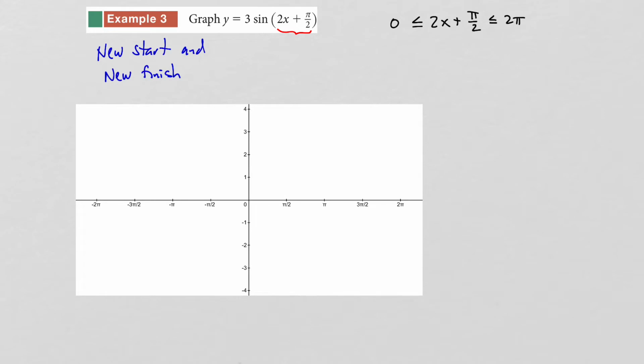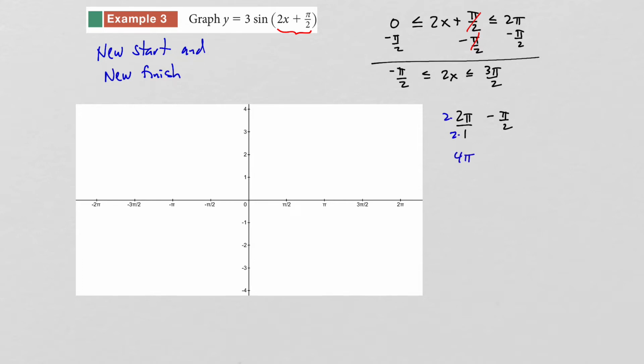So let's go ahead and solve for x and see what happens. To solve for x, I am going to subtract pi over 2 from all 3 parts. 0 take away pi over 2 is negative pi over 2. In the middle, these cancel out and we just get 2x. And 2 pi take away pi over 2 is 3 pi over 2. For that one, when you subtract 2 pi minus pi over 2, you just need to get a common denominator. So you multiply both by 2, and that gives you 4 pi over 2 minus 1 pi over 2, and that's how I got 3 pi over 2. Okay, so that's just an explanation of how I got that.